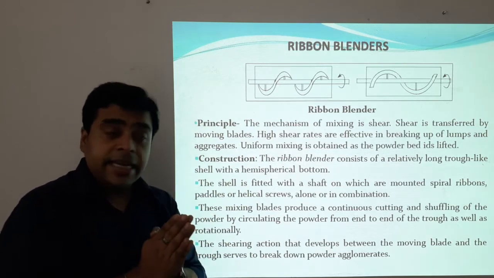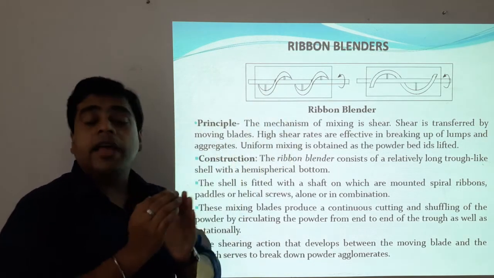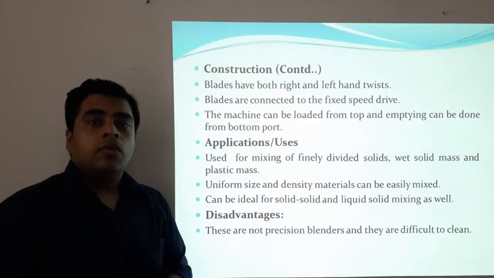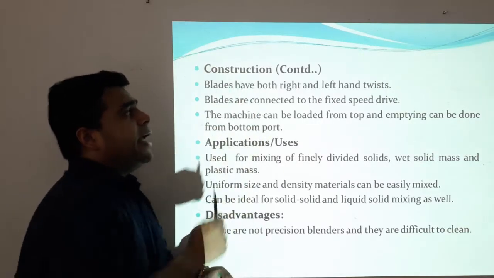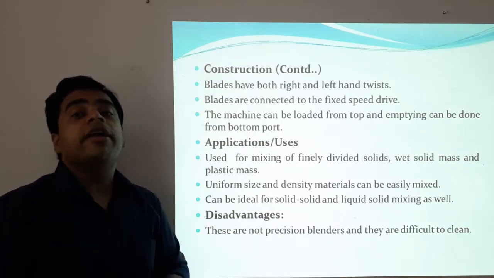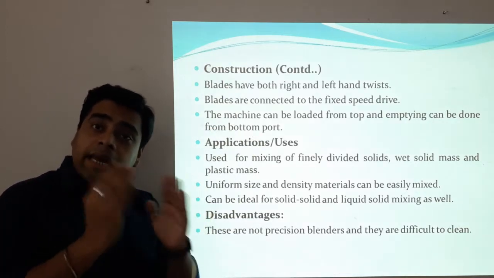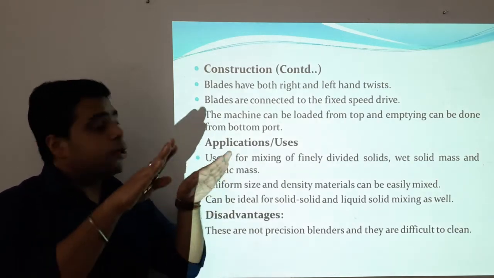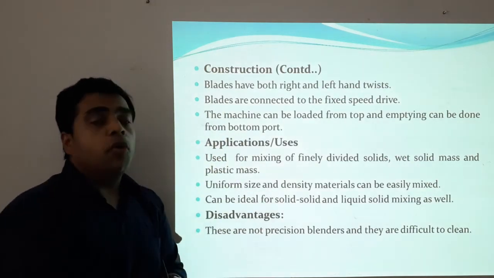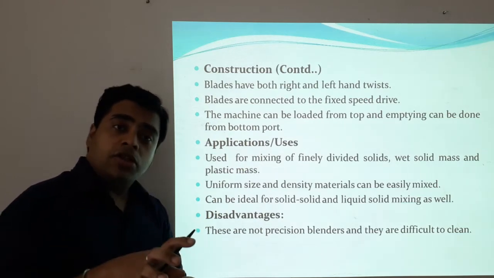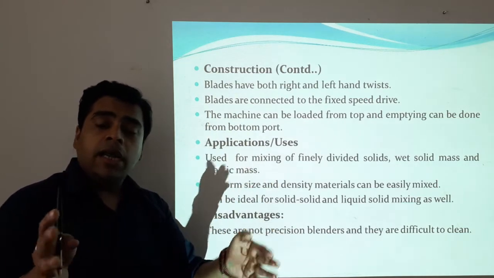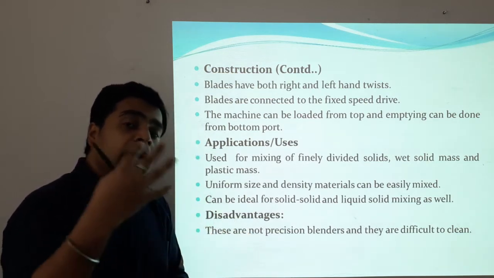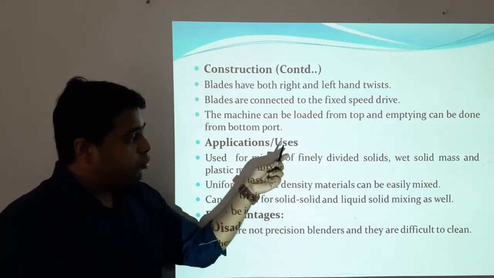So if those blades are rotating, and there are aggregates or lumps, they are also broken down. The blades can have both right and left hand to it, and they are connected to a speed drive. The machine can be loaded from the top and emptying can be done from the bottom port, and the basic construction is a fixed static one, but it is the beauty of the rotating blades that causes the high shearing action. Let us come to the uses.